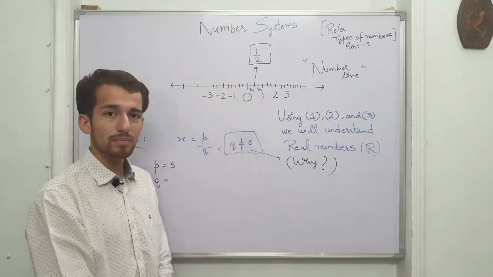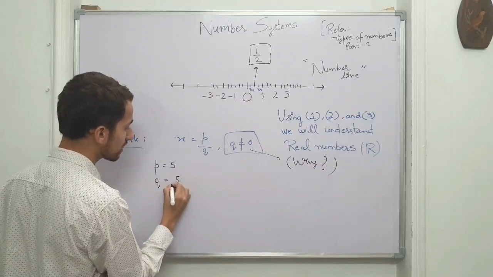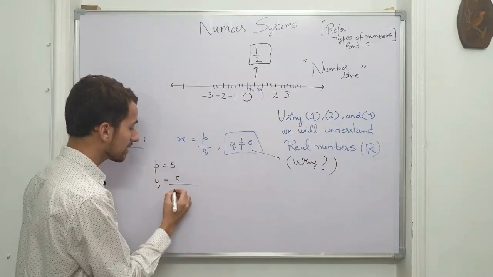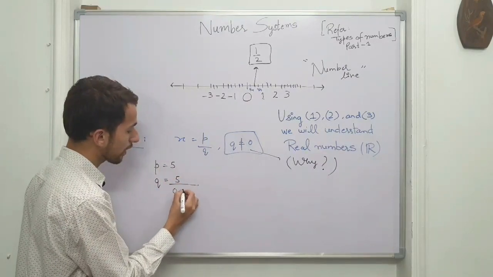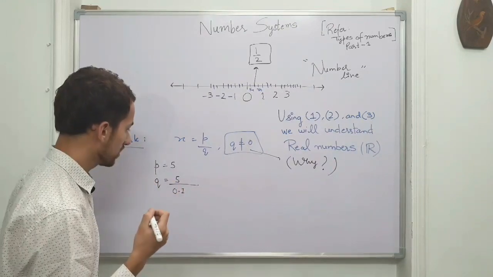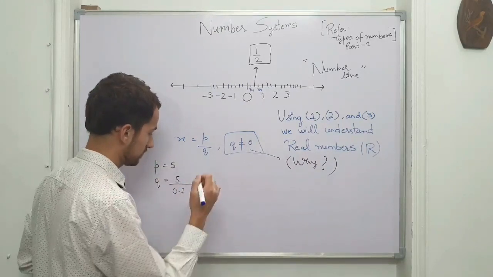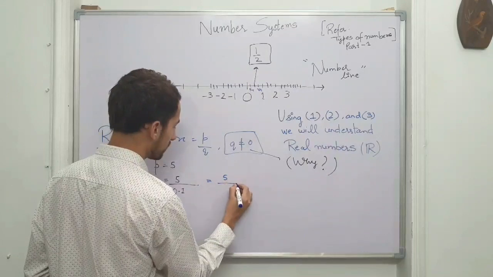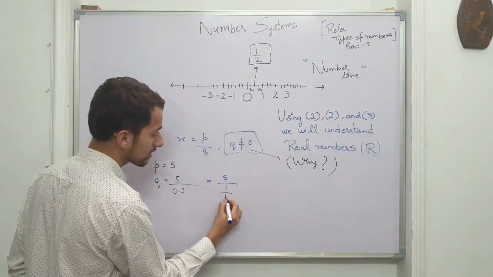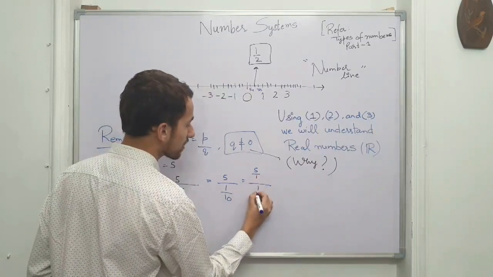So can I take a number close to 0? I am not asking q to be 0, I am asking q to be a number close to 0. Let's take a number close to 0, 0.1. I have taken a decimal, 0.1. Now if I solve it, what I find is 5 divided by 0.1. This 0.1 means 1 by 10. This 5 can be written as 5 by 1. This was 1 by 10.